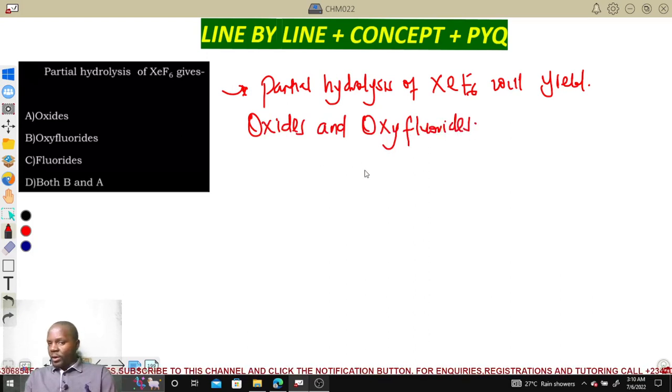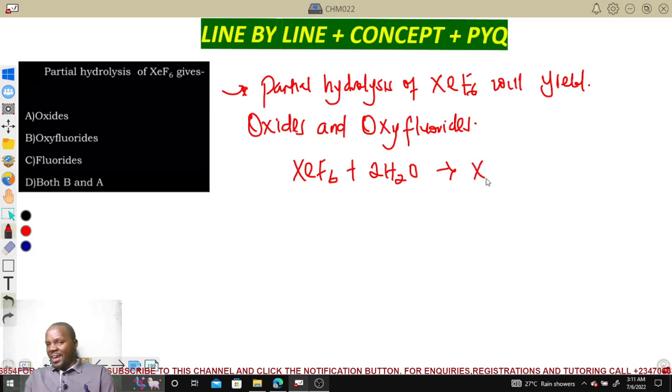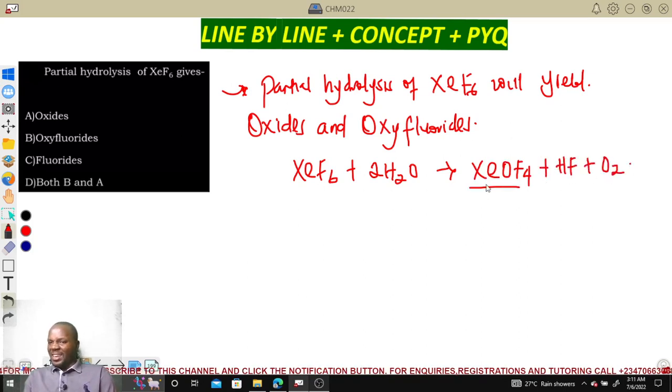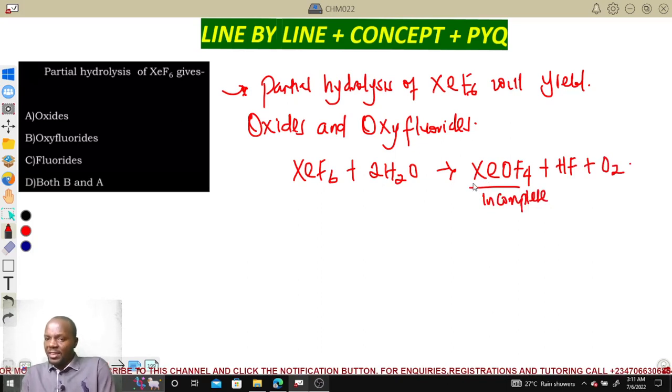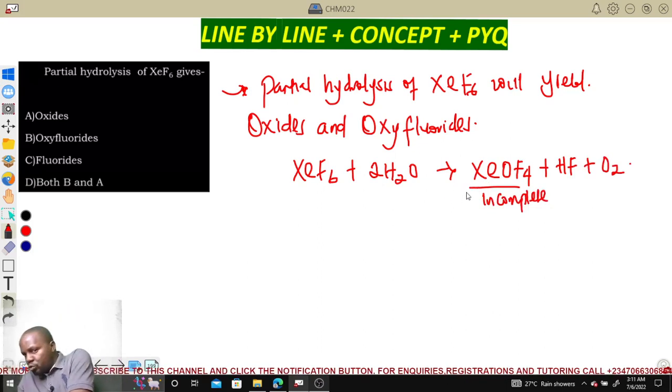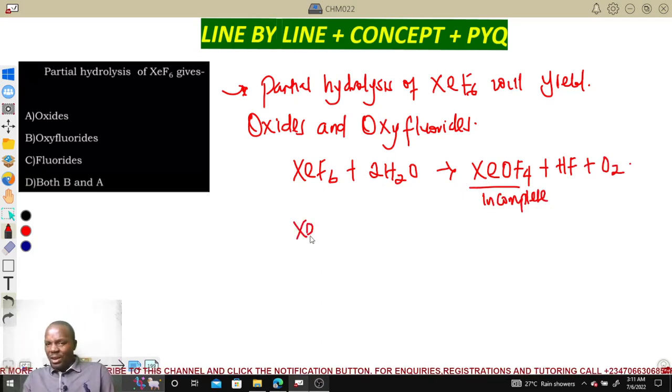So that is what we are talking about. If it is now XeF6 plus 2 moles of water, you are going to have SeOF4. Please note that plus HF plus O2. So this is incomplete. So if it is with 1 mole of water, it will be SeO2F2. That is another thing. So these are incomplete hydrolysis.